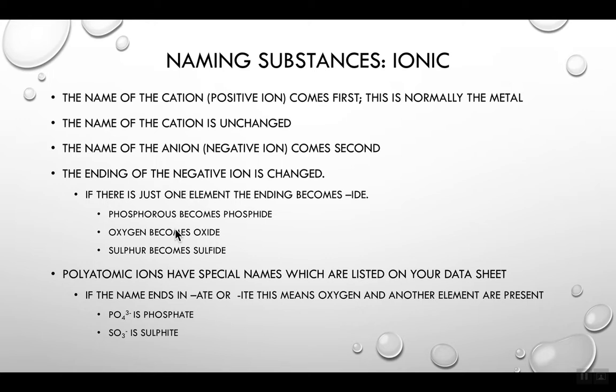So if there's just one element in it, then the ending becomes ide, IDE. So if it was phosphorus on the end, it becomes phosphide, oxygen becomes oxide, sulfur becomes sulfide. If there are polyatomic ions, poly meaning many, atomic meaning atoms, so an ion with lots of atoms in it, and these ones are listed on your datasheet, the name is also there. Do look out for if you see the ending ATE or ITE, that means you've got oxygen and another element present.